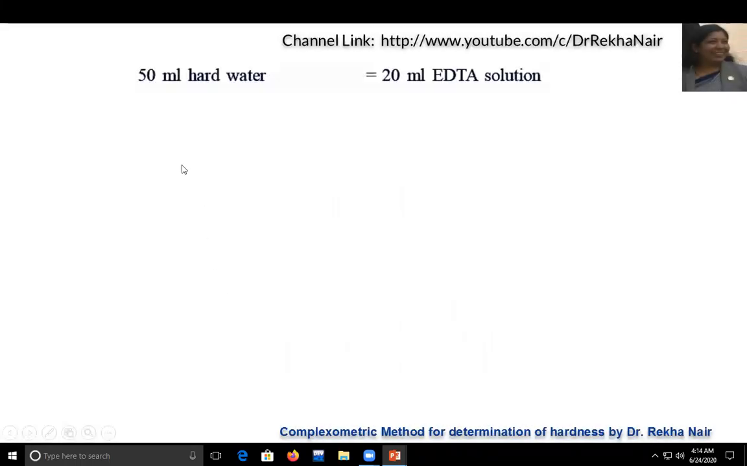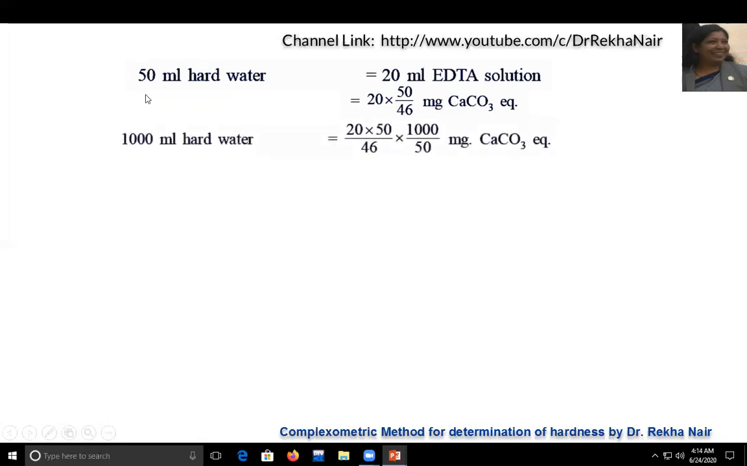So the second step is what? We have taken hard water sample, titrated it and got 20 ml of EDTA solution. 1 ml EDTA solution contained 50 upon 46 milligram calcium carbonate equivalent. I just said that we have to remember that 1 ml of EDTA contains 50 upon 46 milligram calcium carbonate. 50 ml hard water contains this much milligram calcium carbonate, so 1000 ml hard water contains how much? We can multiply by 1000 and divide by 50. So this should be what?